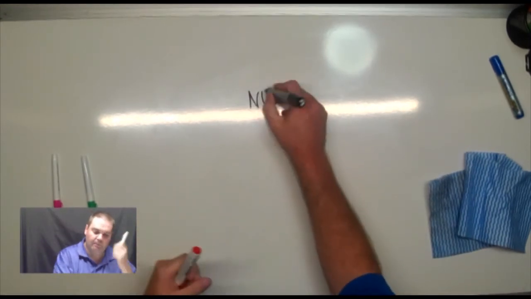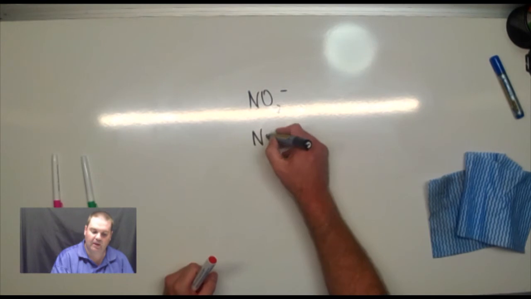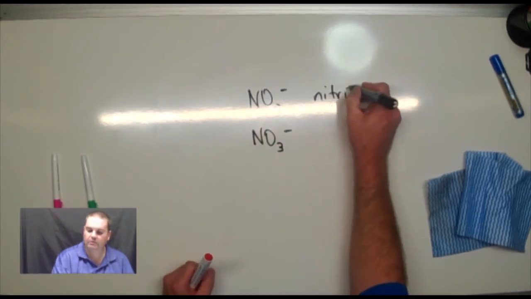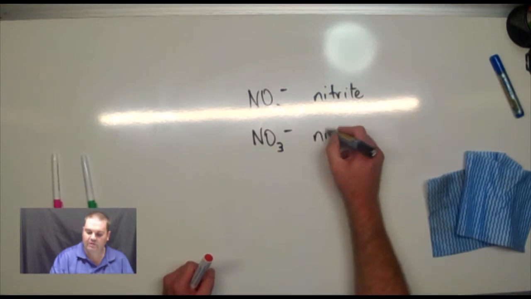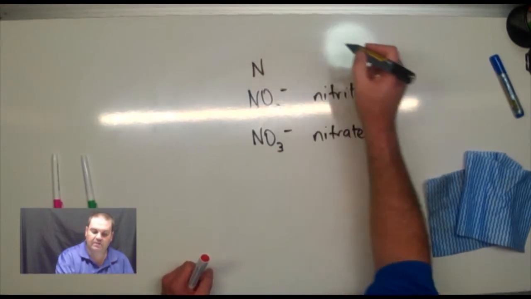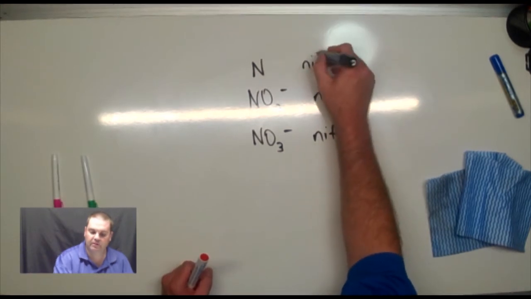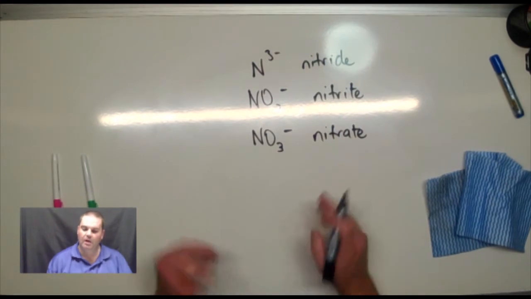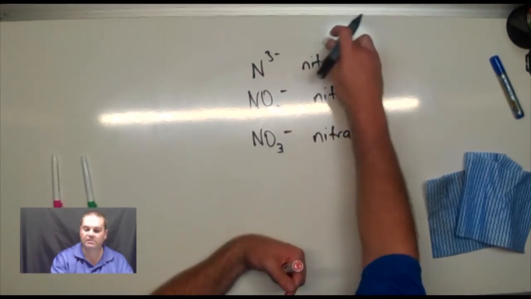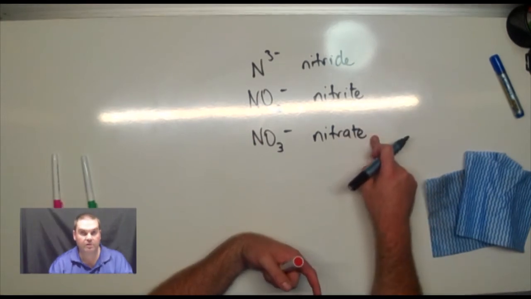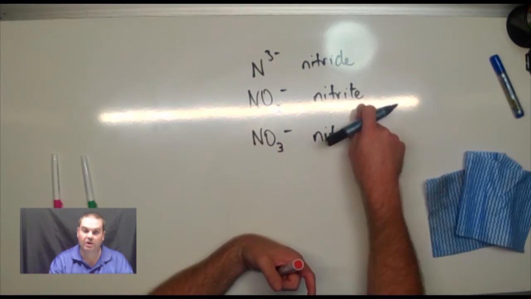You've got NO2-, that's nitrite, and NO3-, this is nitrate. N by itself is nitride, so it's a 3-. Notice the difference in the naming. If it's by itself, it's IDE on the end, and of the two polyatomic ones, whichever has more oxygen in it becomes ATE, and the one with less oxygen becomes ITE.